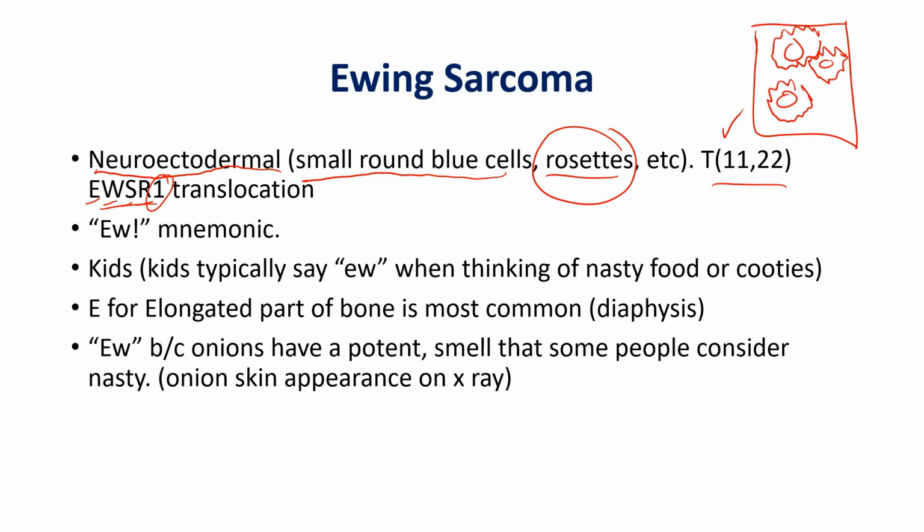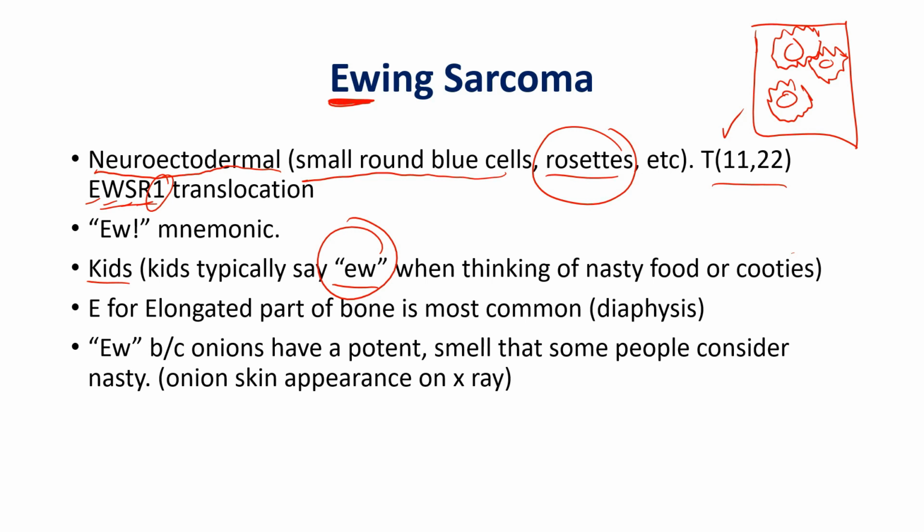Okay? Now here's where the mnemonic comes into play. Who is this most common to present in? It's most common to present in kids. Think of when you were growing up and you were playing tag, maybe at recess or in school. Kids always say ew when they're thinking of nasty food, or if a little boy's around girls they always say girls have cooties, or vice versa, and they say things like ew. You don't usually see an adult walking around saying that. So ew is obviously going to correlate with this, Ewing sarcoma.